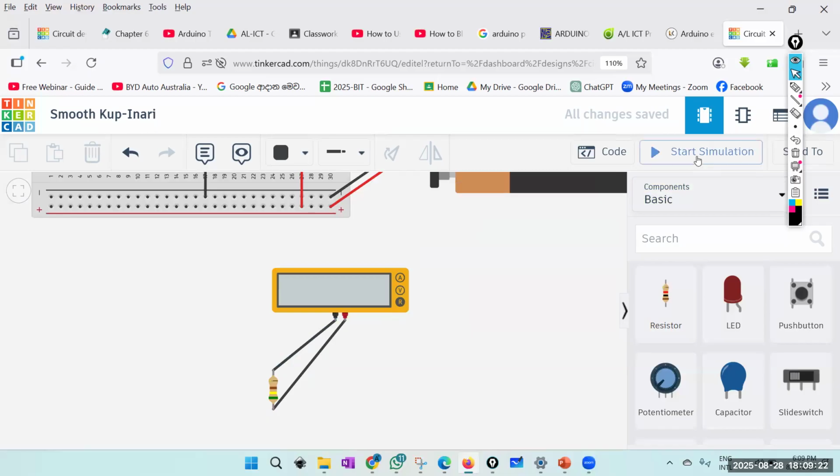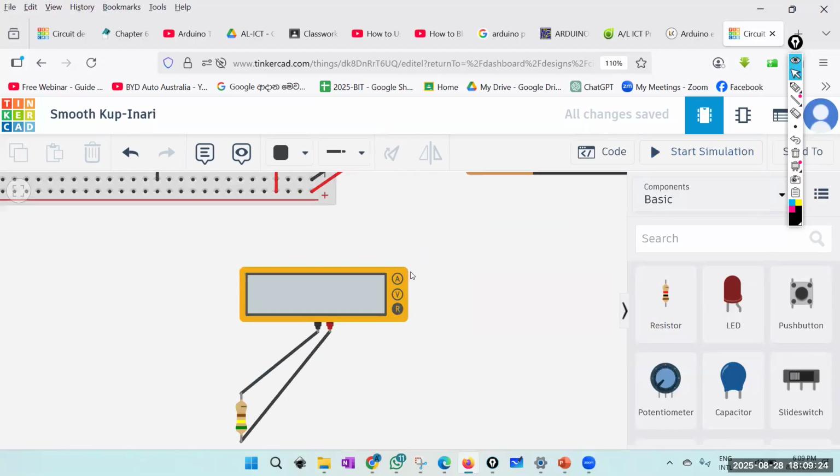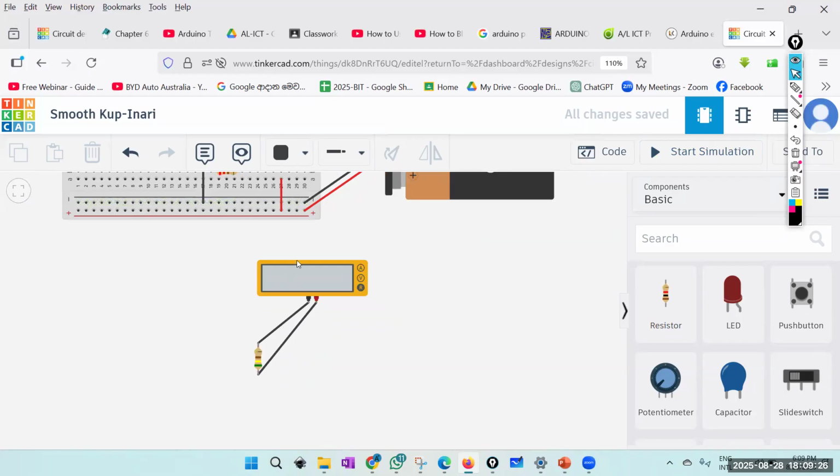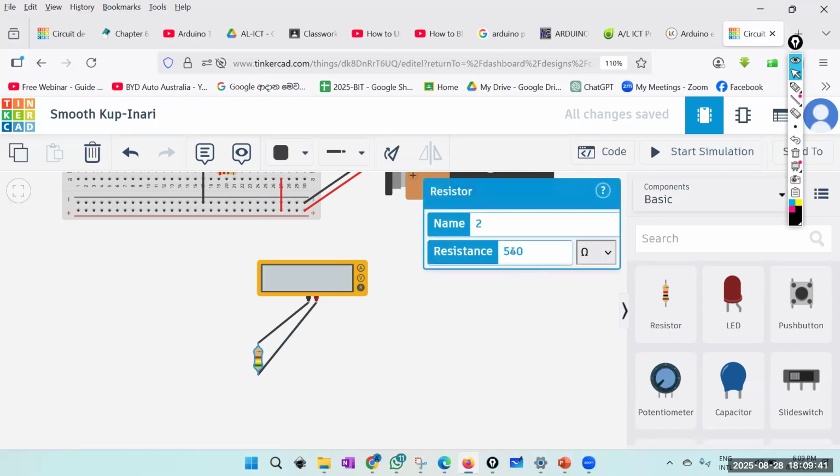Okay. Now you need to start the simulation. Of course, this circuit will operate. These are now two circuits. Okay. Right. You can see it's 540. What was the actual value? Actual value is 540. Yes.